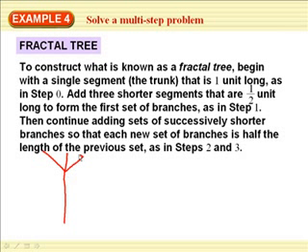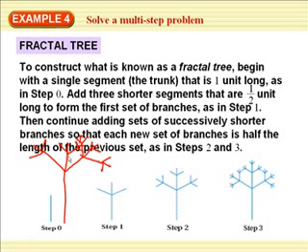Then continue adding sets of successively shorter branches so that each new set of branches is half the length of the previous ones. So then you add 1, 2, 3, 1, 2, 3, 1, 2, 3, and then shorter 1, 2, 3, and so on. Okay, maybe the picture in the book is a little bit better, or maybe they'll do it here. Here, watch this one. There's the half, then a little more, then more.